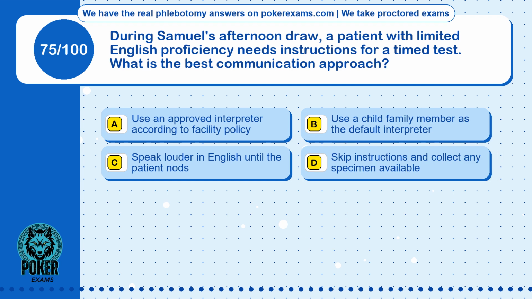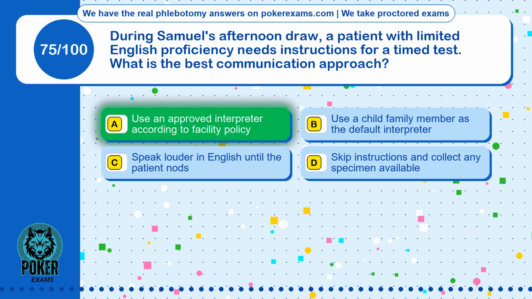Question 75. During Samuel's afternoon draw, a patient with limited English proficiency needs instructions for a time test. What is the best communication approach? Option A, use an approved interpreter according to facility policy. Option B, use a child family member as the default interpreter. Option C, speak louder in English until the patient nods. Option D, skip instructions and collect any specimen available.